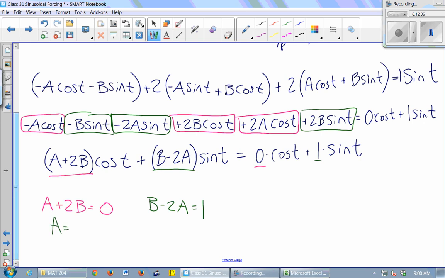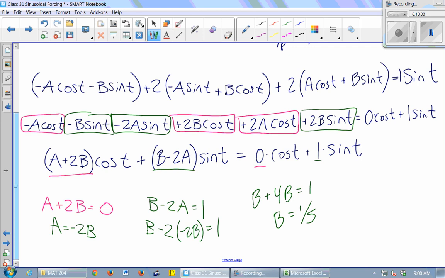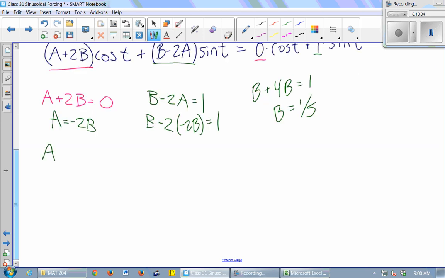So a is negative 2b. And then substitute in here, and I have b minus 2 times negative 2b equals 1, which means b plus 4b equals 1. So b is 1/5. And then we come back over here, and a is negative 2 times 1/5. A is negative 2/5.